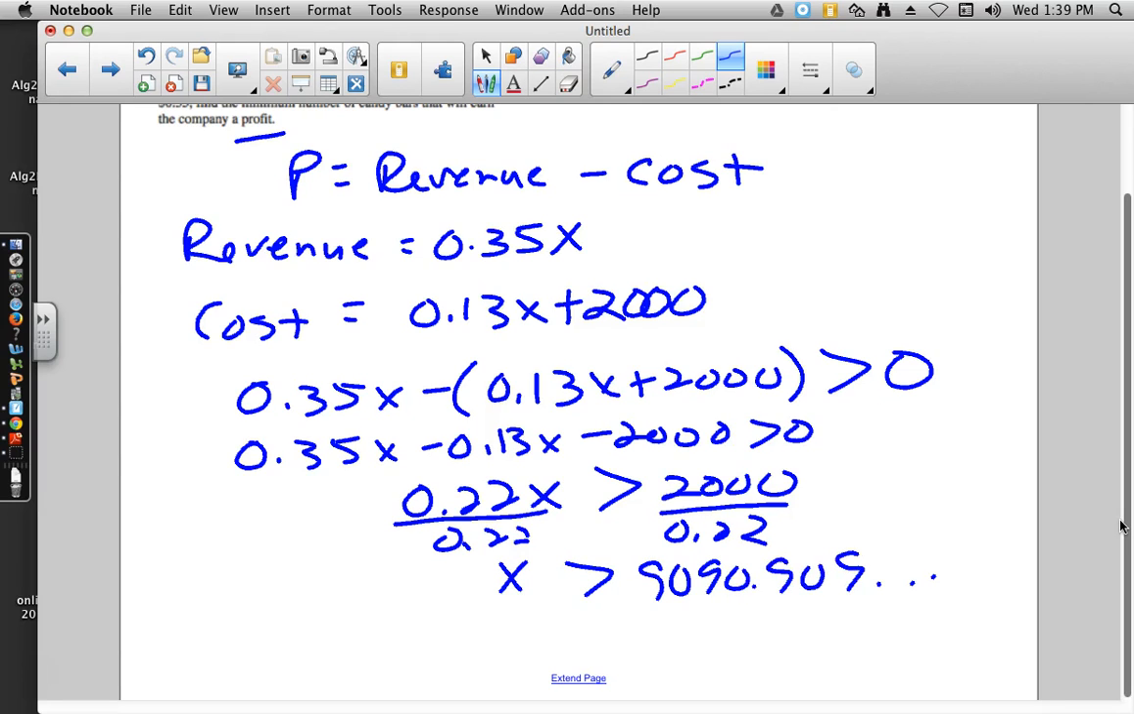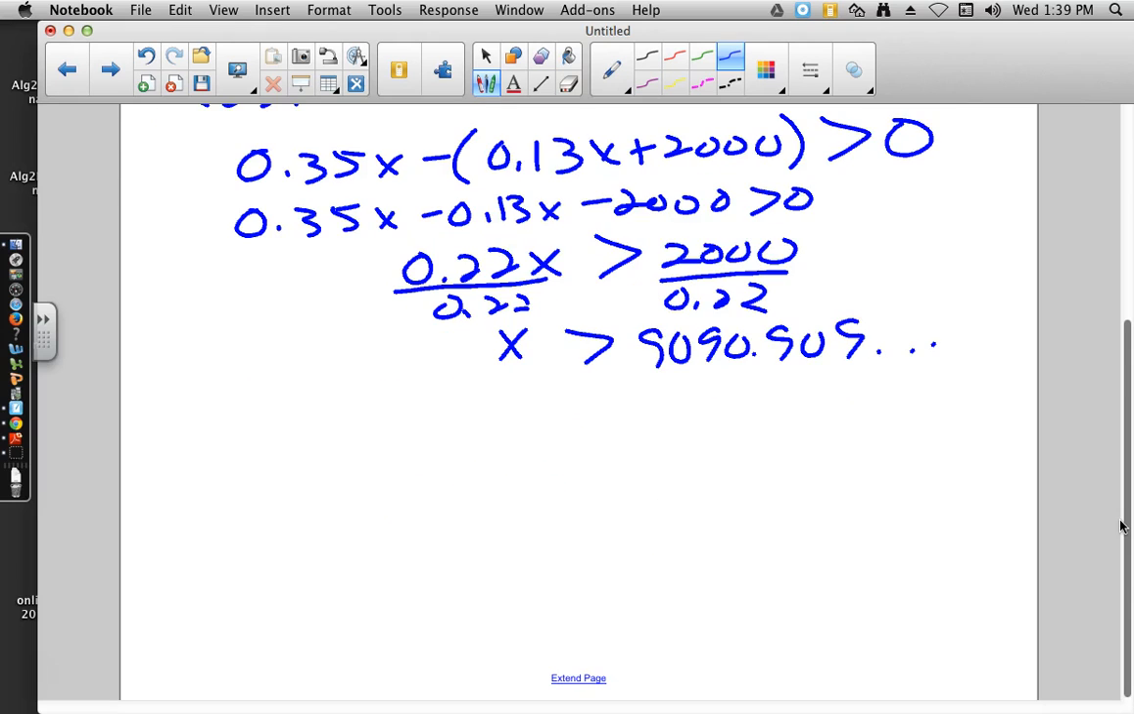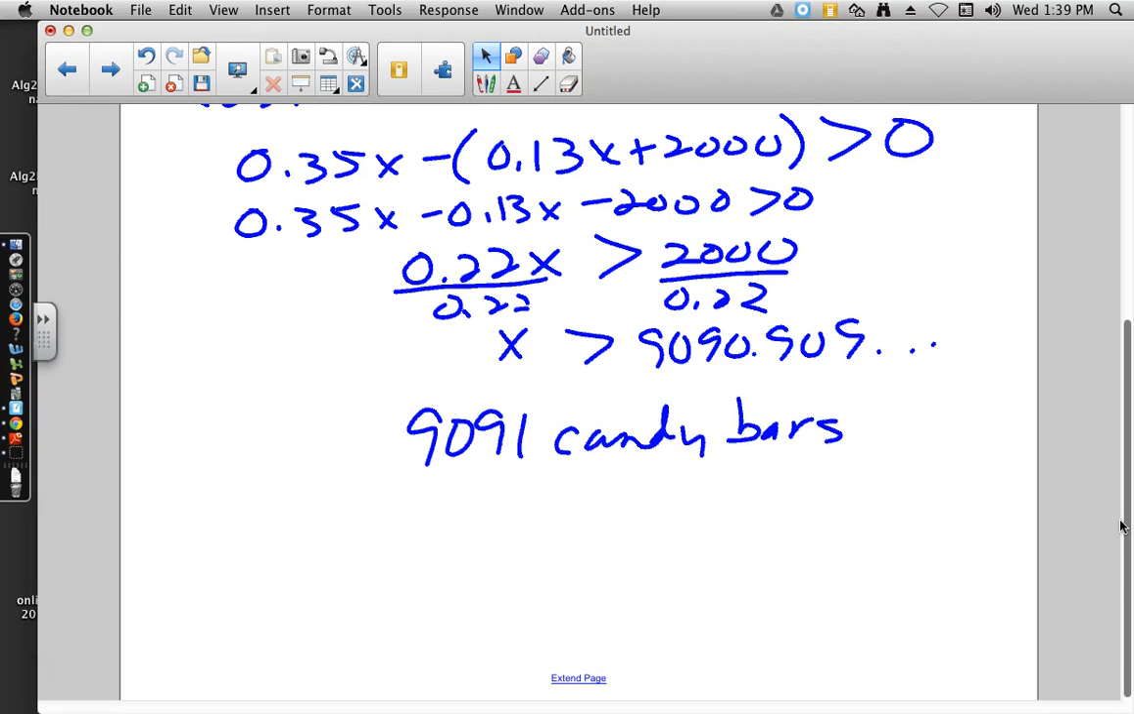90.909, and so on. But what we care about here is this was candy bars. So we do need to say it's going to have to be 9,091 candy bars to make a profit. We have to round up. Because if we round down, we won't quite break even. And they definitely wanted to make a profit here.